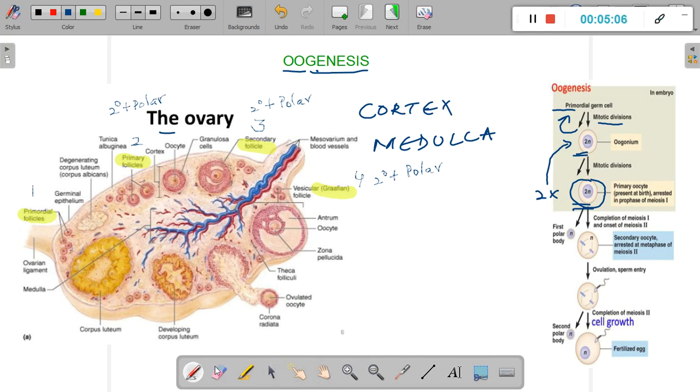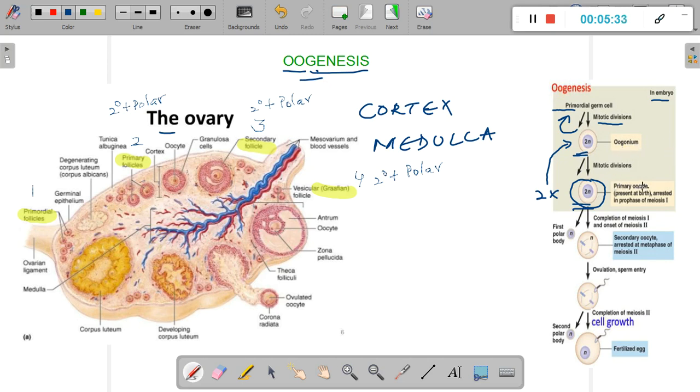Now, the primary oocyte. Where is this primary oocyte? This primary oocyte has been formed in the ovary of the female during the embryo stage. Remember that oocytes are formed even before birth. So the process of oogenesis starts even before the girl child is born, unlike in males, where gametogenesis starts only after puberty has been reached.